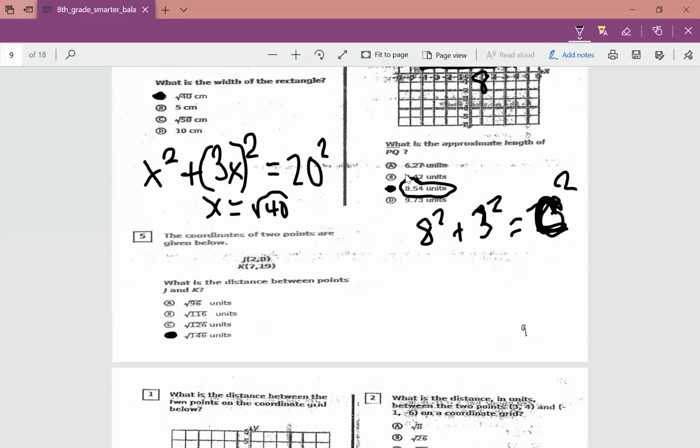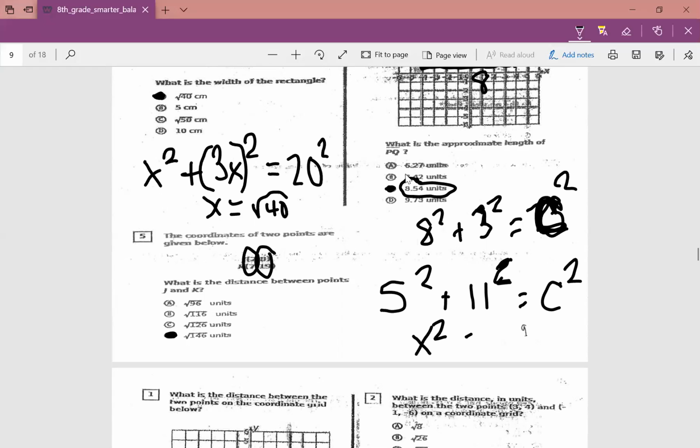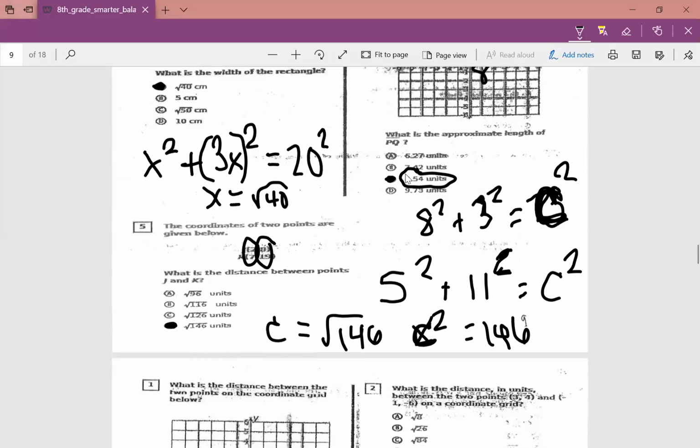Basically, you're looking at your x values and your y values. 7 and 2 are 5 away from each other, so 5 is going to be one of your legs. And 8 and 19 are 11 away from each other, so 11 is going to be another leg. So now you have 5 squared plus 11 squared equals c squared. Sorry, I keep changing variables on you. c squared equals 146, and then c equals the square root of 146. All right.